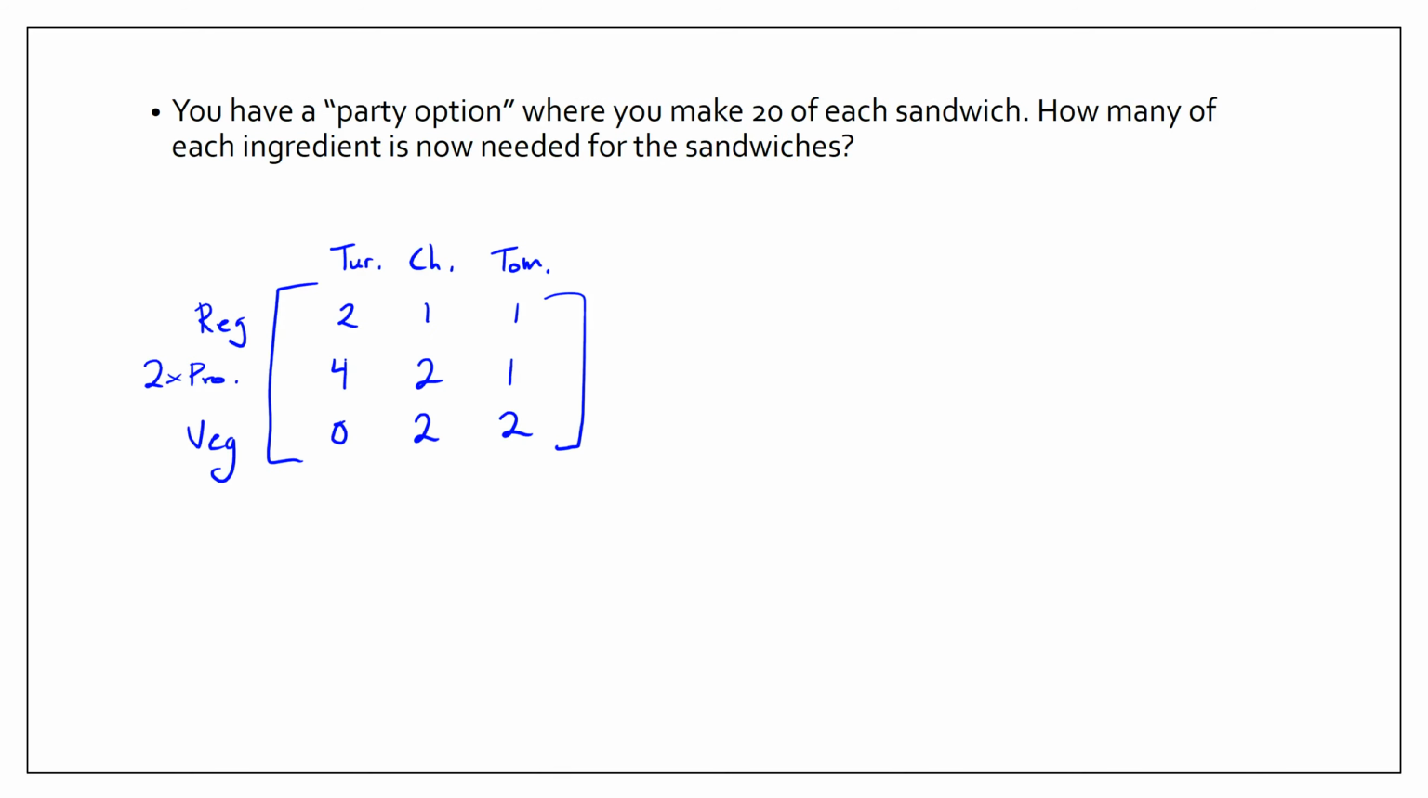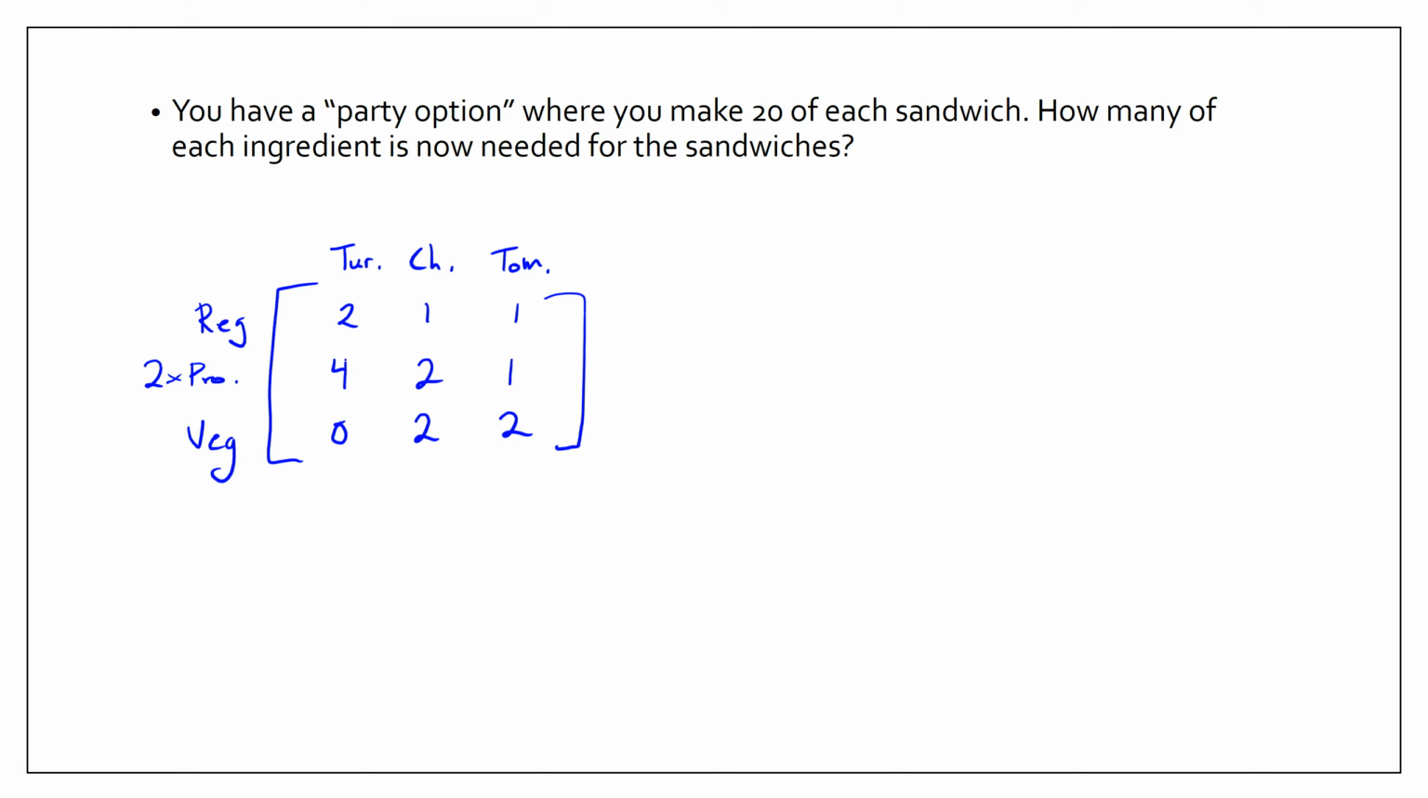So say I have a party option, because what's better at a party than just a whole bunch of sandwiches? And the party option is I'm making 20 of each sandwich. And I want to know how many of each ingredient is now needed for the sandwiches. Now, you can probably very easily think about this on your own.